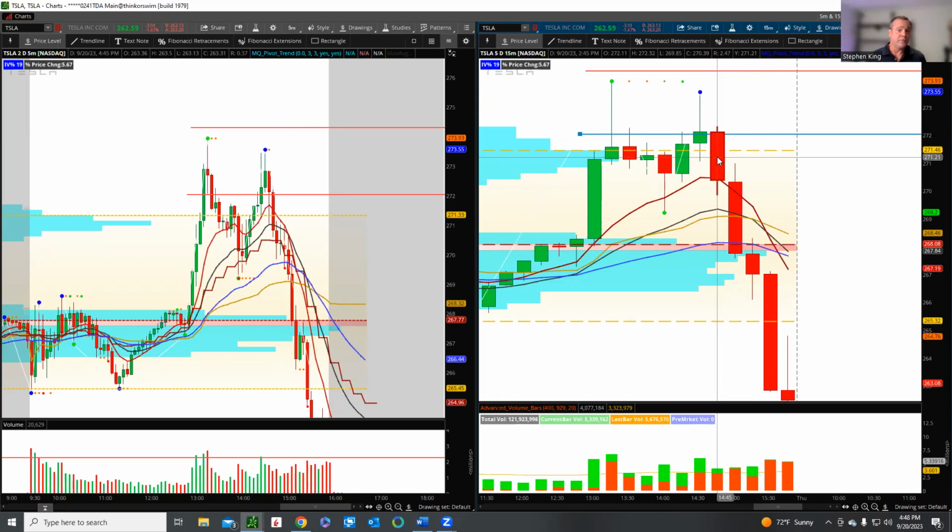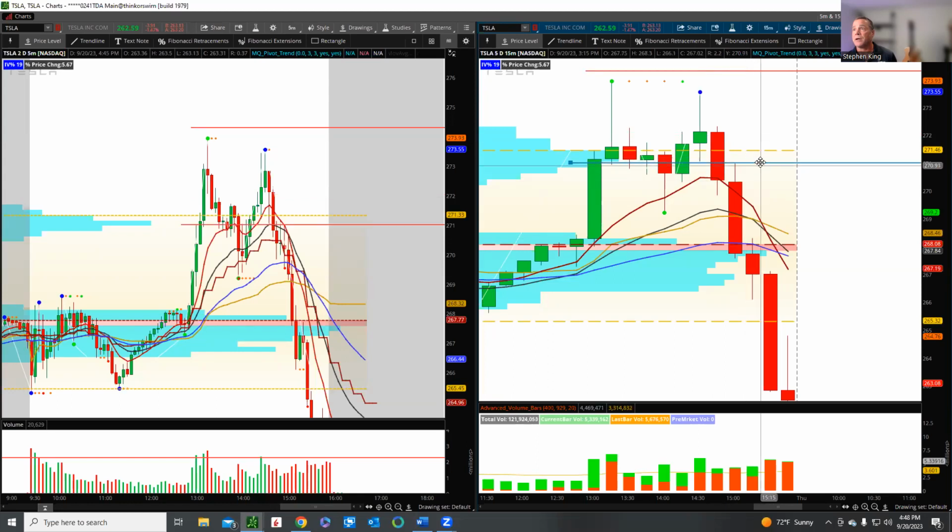2:45 in the afternoon, right? So it's late in the day. My entry, I would have used the 15-minute chart, and it probably would have been like right there, somewhere around there. I would have been looking at the low of this candle, right? The low of this candle.